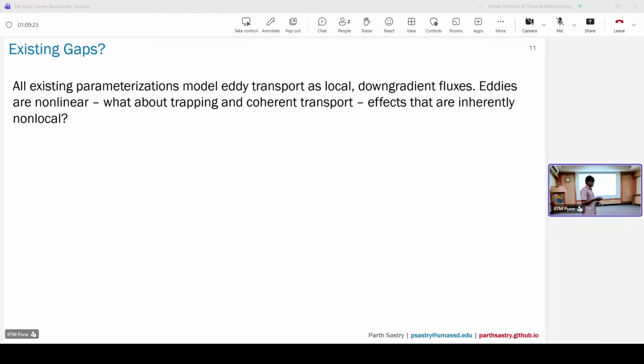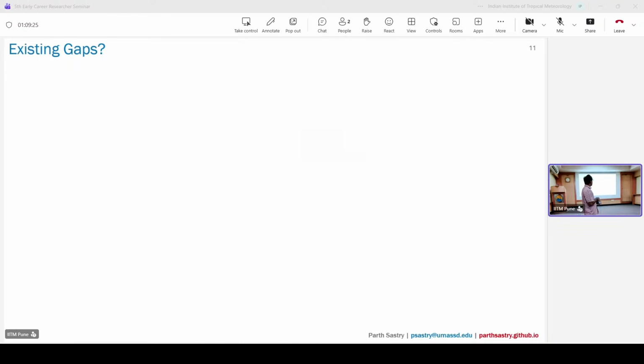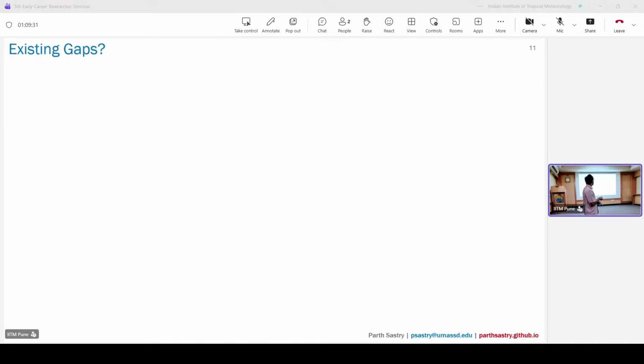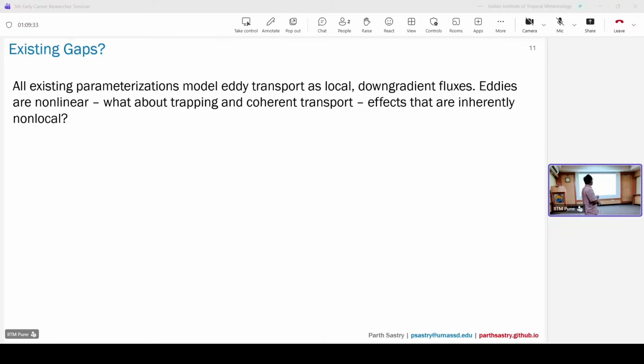What are the gaps in this formulation? Well, both of these parameterizations, both the Redi as well as the Gent-McWilliams, you can see that there's a local kappa associated with the Gent-McWilliams as well. All these parameterizations model eddy transport as local down-gradient diffusion. But we know that eddies are nonlinear, which means that the nonlinear term, the u dot grad u term in your momentum equation, plays a role, and that eddies can trap and coherently advect these water masses inside them. So these effects are inherently non-local. Like if you're trapping a water mass at this point and then advecting it all the way to this point, you cannot model this as a local process in your model that is not resolving eddies at all.